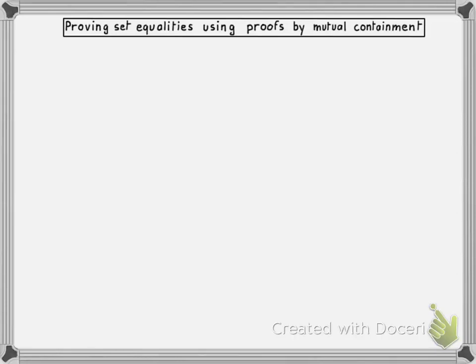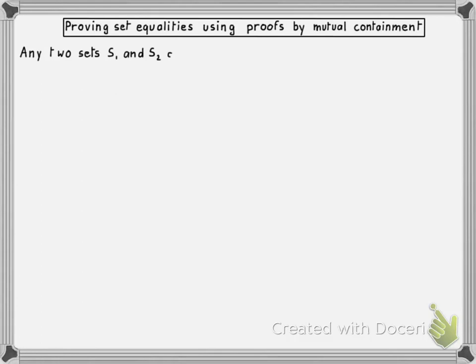Welcome back to this lecture on set operations. In this fifth segment, we will introduce a new proof technique called proof by containment or proof by mutual containment. And this proof technique is applicable when you're trying to prove that two sets are equal.